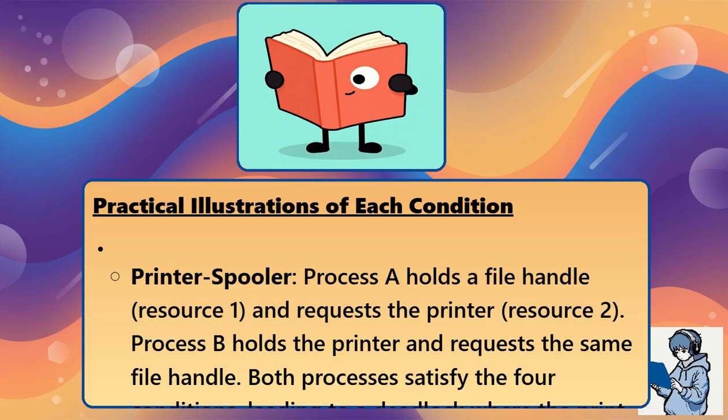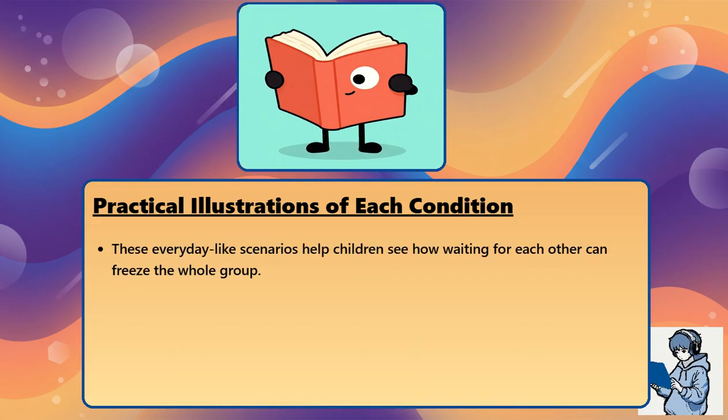Printer spooler. Process A holds a file handle, resource 1, and requests the printer, resource 2. Process B holds the printer and requests the same file handle. Both processes satisfy the four conditions, leading to a deadlock where the print job never finishes. These everyday-like scenarios help children see how waiting for each other can freeze the whole group.